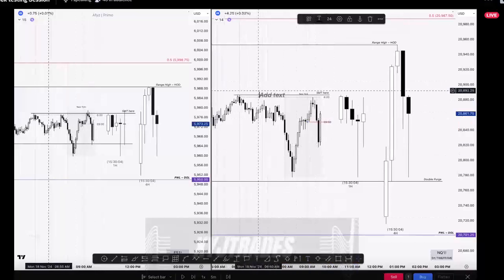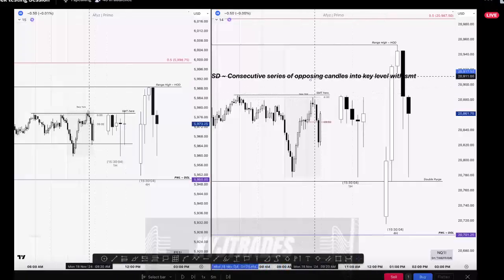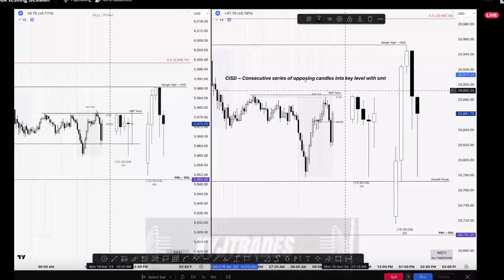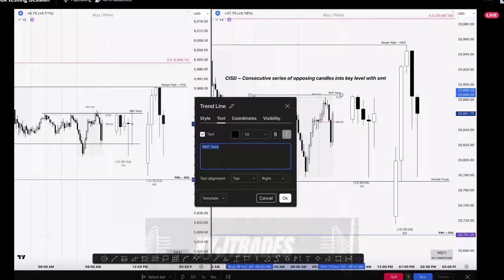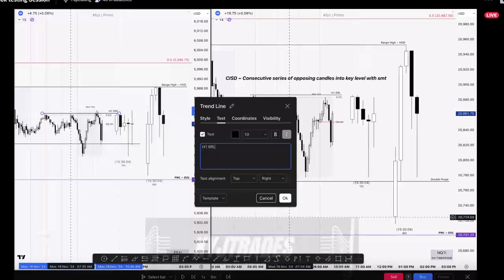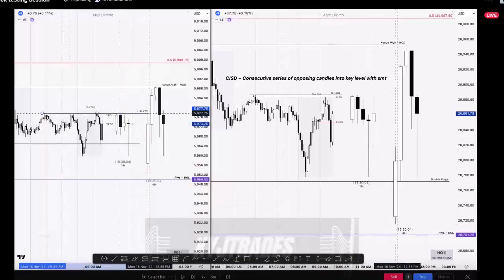So, consecutive series of opposing candles into key level with SMT. That's a mouthful, isn't it? Sorry. That's how I define a change in state of delivery. So the key level here is hourly liquidity, H1 ERL. That's a swing point in the market, H1 ERL. I'm going to be using that as my key level.